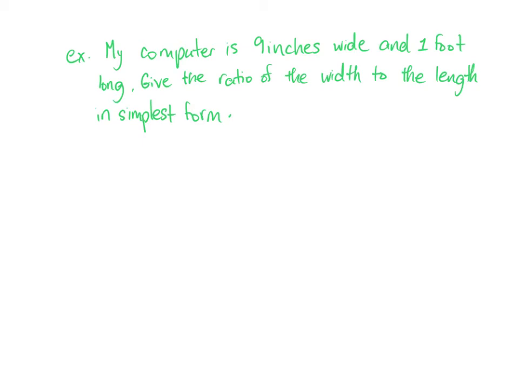Okay, so in this example, I have a computer. My computer is 9 inches wide and 1 foot long. So notice we have inches and we have feet, which are 2 separate units. Now, when we write a ratio, sure, we could probably get away with writing 9 inches to 1 foot. It's not ideal, but we could get away with that because we do have the units there. So the units would be clear to any reader who wants to see that comparison.